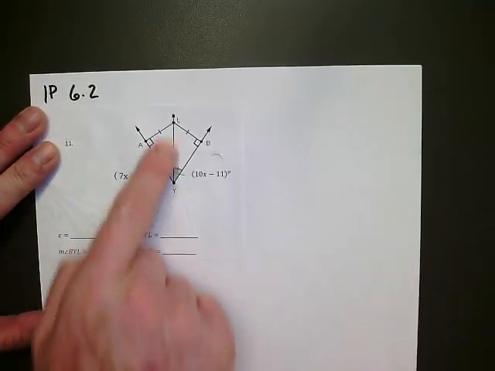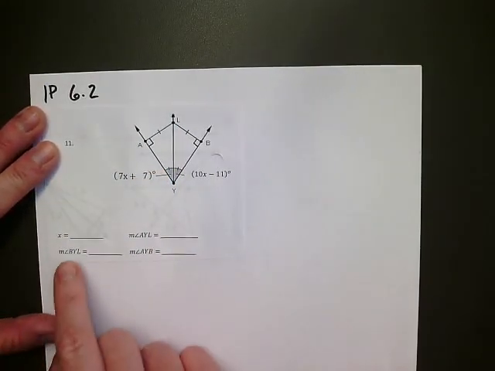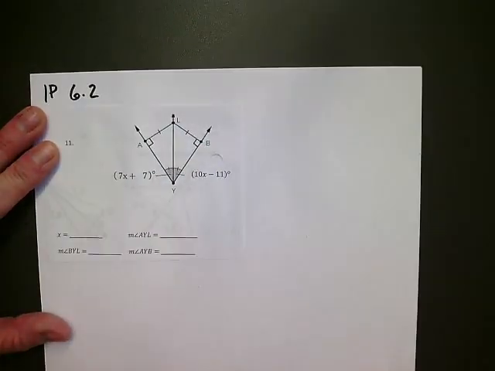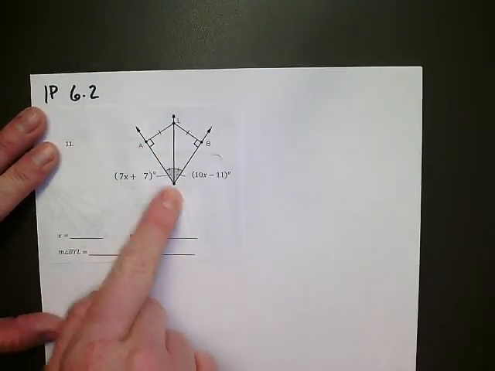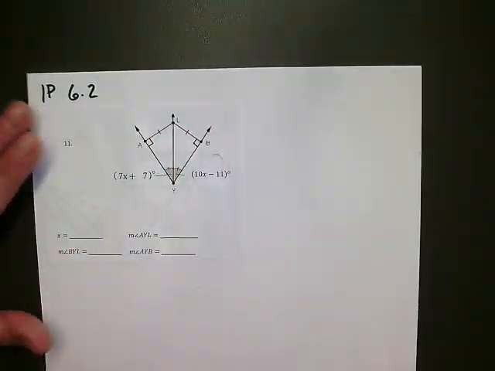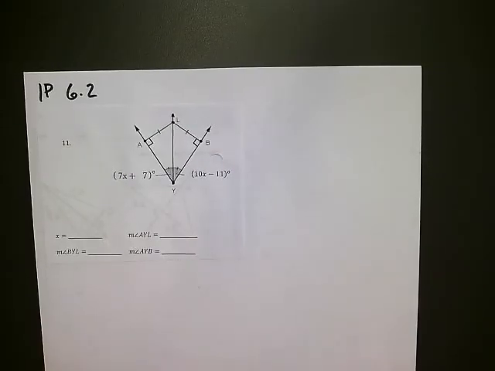AYL, so that's A to Y to L, that's the angle here on the left. BYL, that's the one on the right. And then AYB, well AYB is kind of this whole thing. All right, so let's start with finding x.